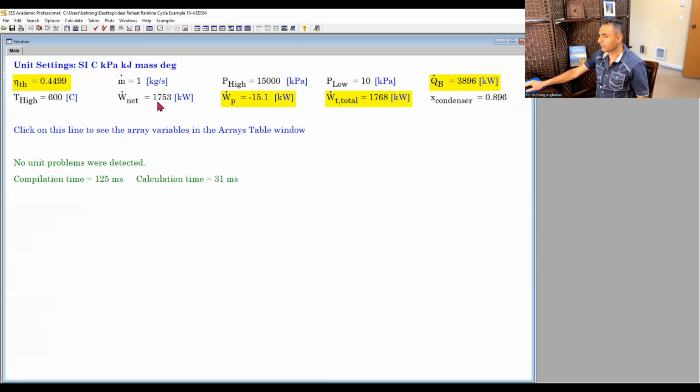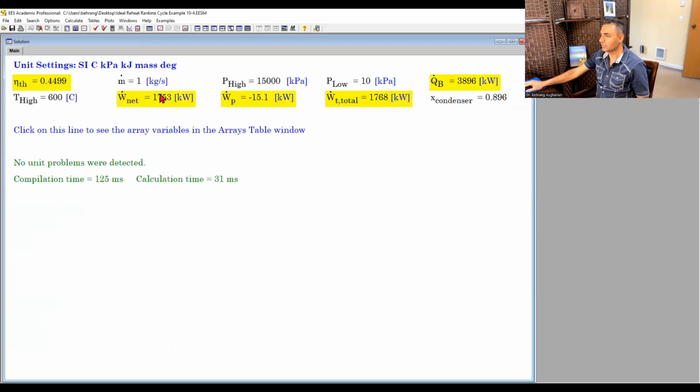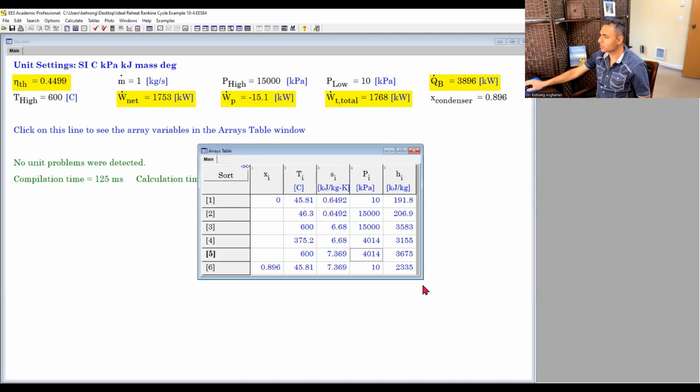And I got the value of W dot net seems to be 1753 kilowatts, or you can call it 1753 kilojoules per unit kilogram, because I use 1 kilogram per second for M dot. But because I use kilogram per second, my units become kilowatts basically, because all the enthalpies are kilojoules. Now the problem is solved. This is the final solution for this problem.